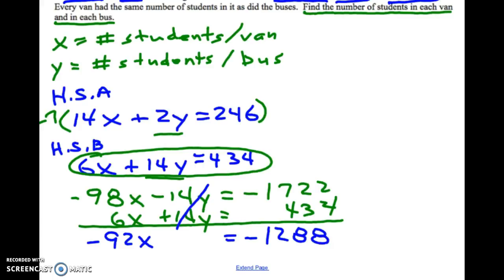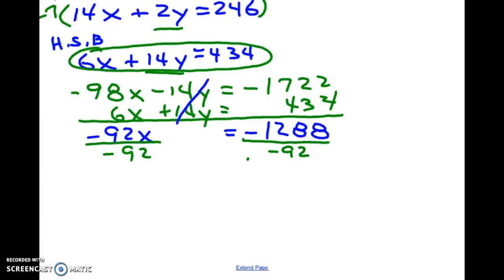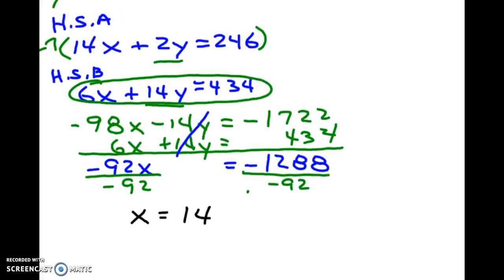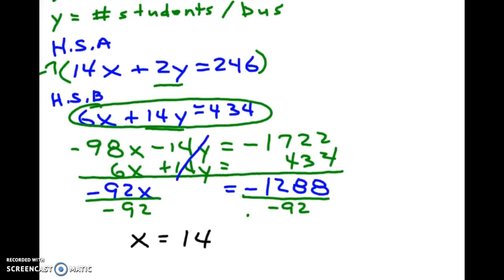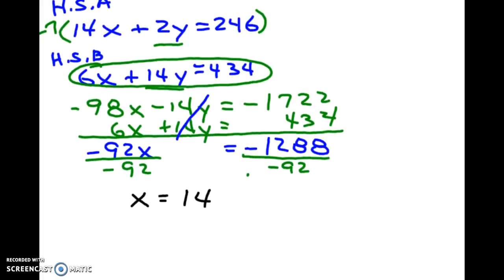To solve here, we would then be dividing by the -92. And we find out that x in this case is going to equal 14. Now remember, for the elimination method, we need to go back and plug into one of our 2 equations. Doesn't matter which one. I'm going to pick high school A, the top one.